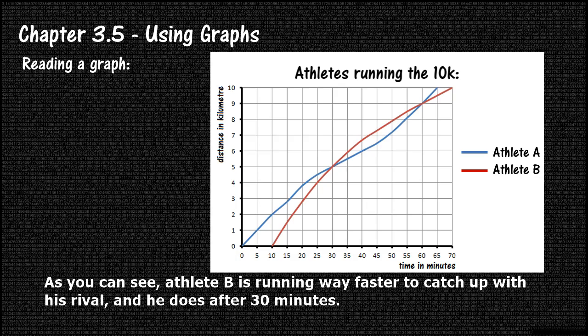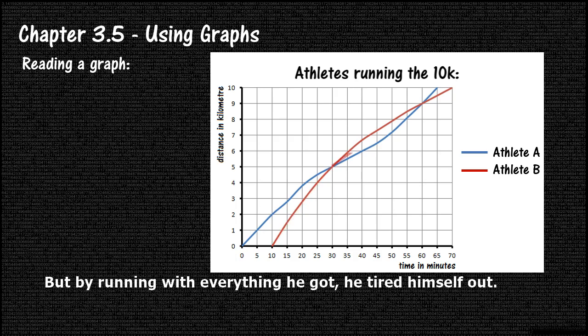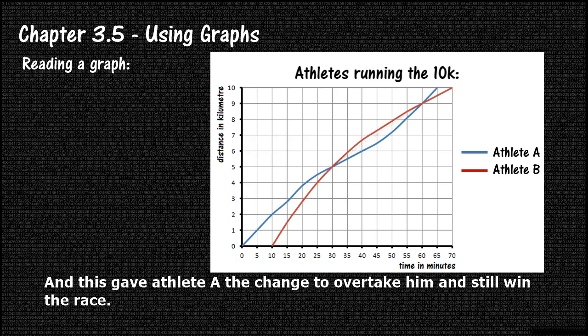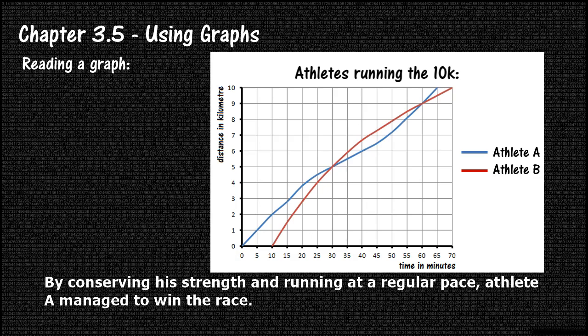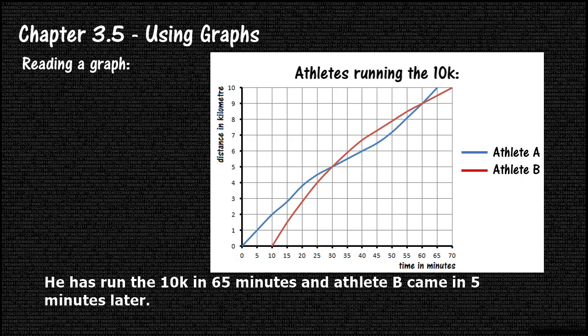As you can see, athlete B is running way faster to catch up with his rival, and he does so after 30 minutes. But by running with everything he got, he tired himself out. And this gave athlete A the chance to overtake him and still win the race. By conserving his strength and running at a regular pace, athlete A managed to win the race. He has run the 10K in 65 minutes and athlete B came in 5 minutes later.